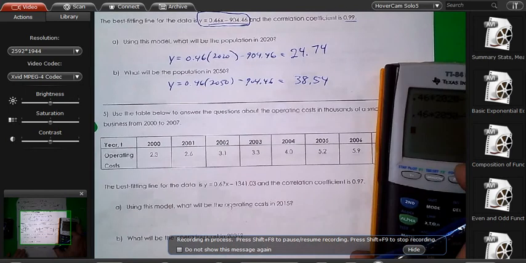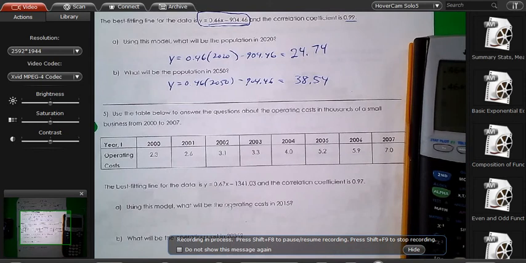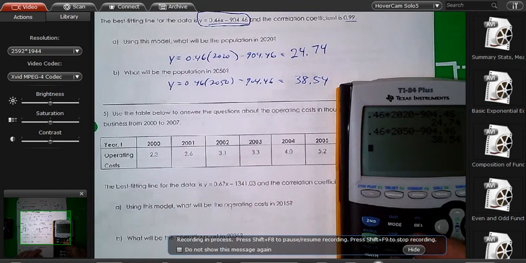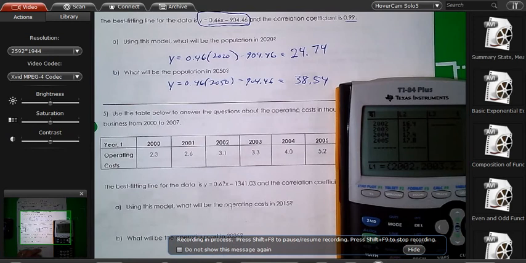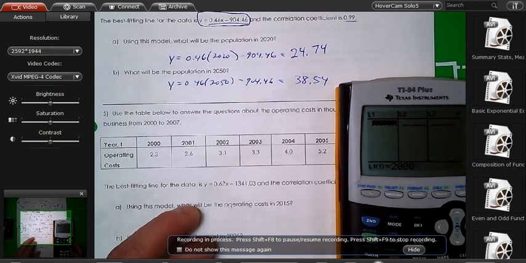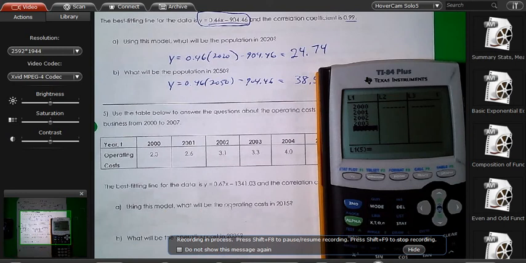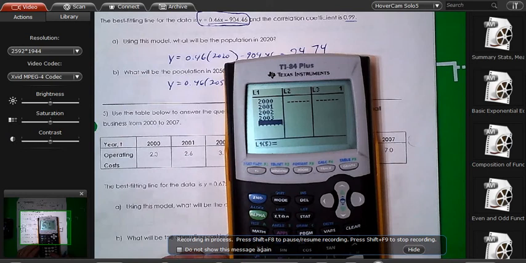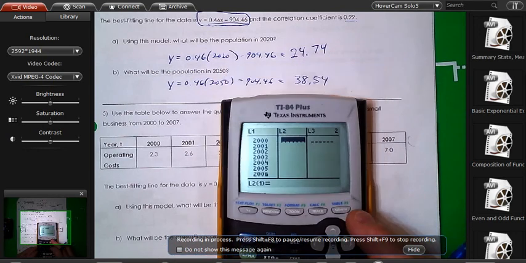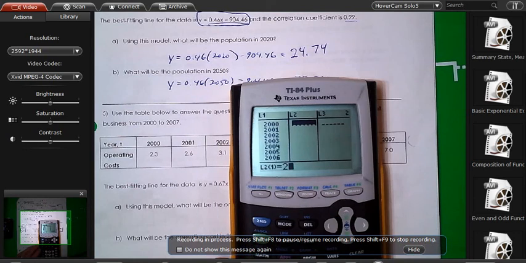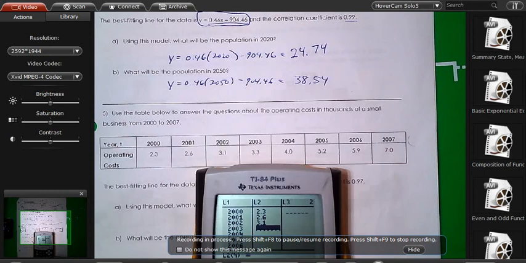You're going to use the table below to answer the questions about operating costs in thousands of a small business from 2000 to 2007. So go to your Stat button, go to Edit, clear your list, and plug in the new data. And we're going to confirm that it is what they say it is. Okay, so I plugged my data into list 1. Now I'm going to plug the data into list 2. Make sure that your two lists have the same number of data items, because if you don't, it's going to give you an error.